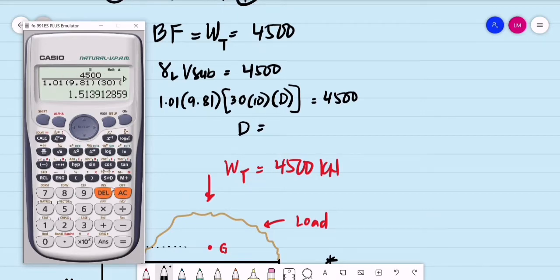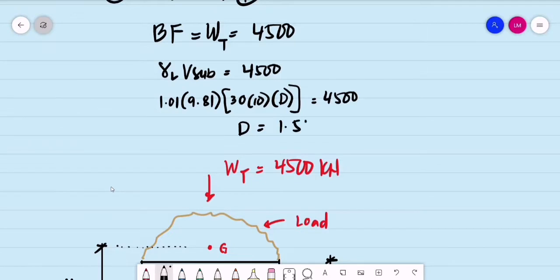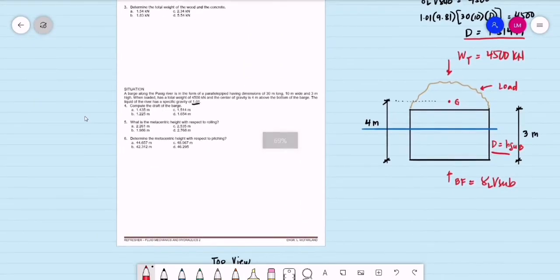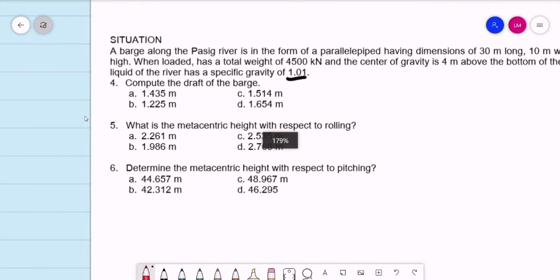1.5139, so let's say 1.514 meters. So, that will be the height submerged or the draft. Okay, let's check if we have this value in question number 4. So, that will be letter C, 1.514 meters.